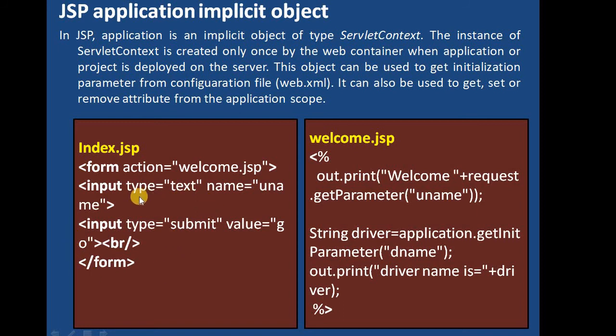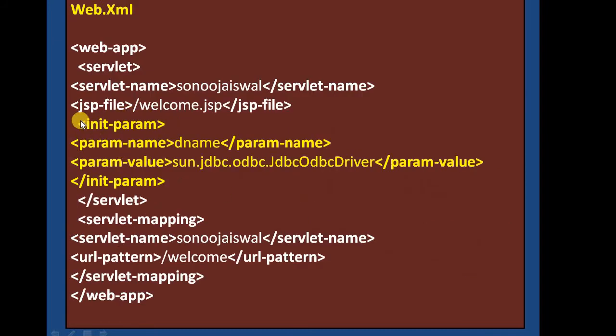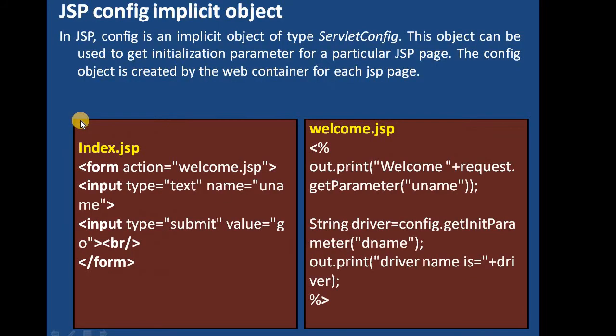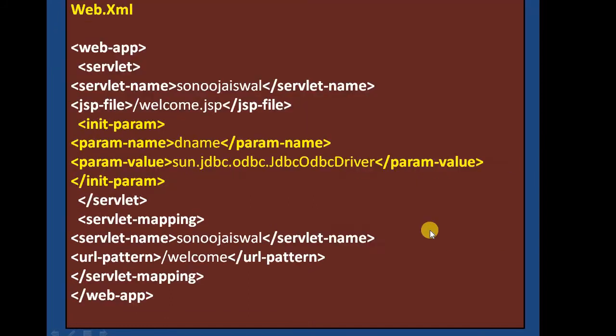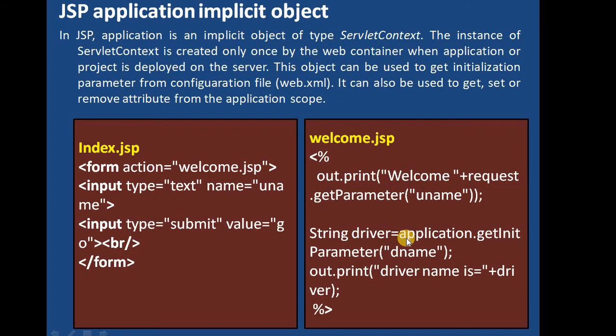The same example, we have a form. The user can input the name and click on the submit button. On clicking the submit button, the user will go to welcome.jsp. This welcome.jsp is using the request object to get the username from the previous file, and it is using the application object to get the init parameter which we had already seen. This init parameter can be accessed with the help of the config object as well as with the help of the application object.